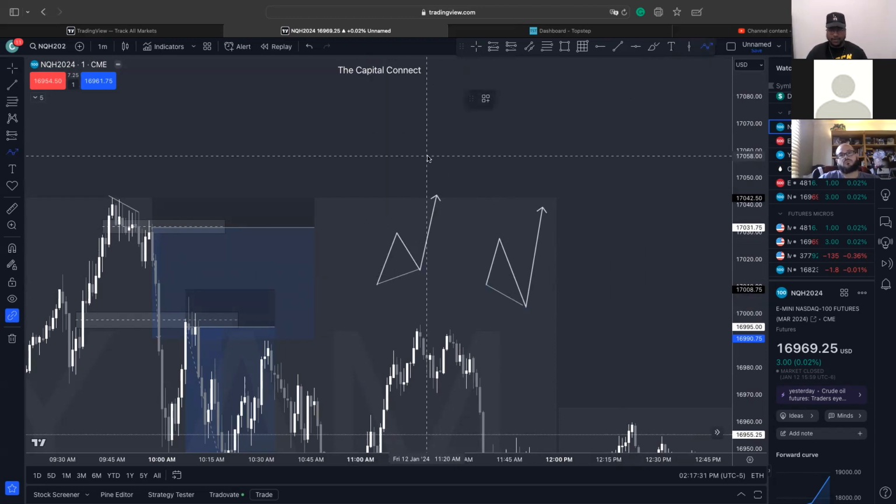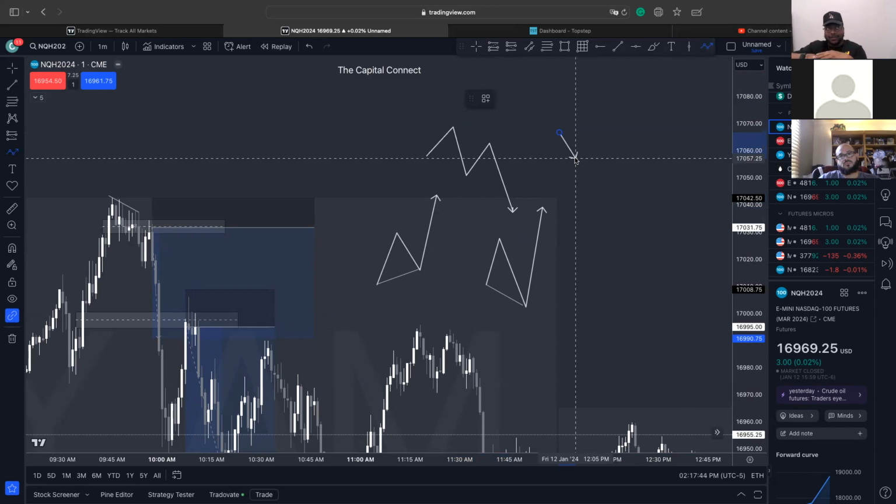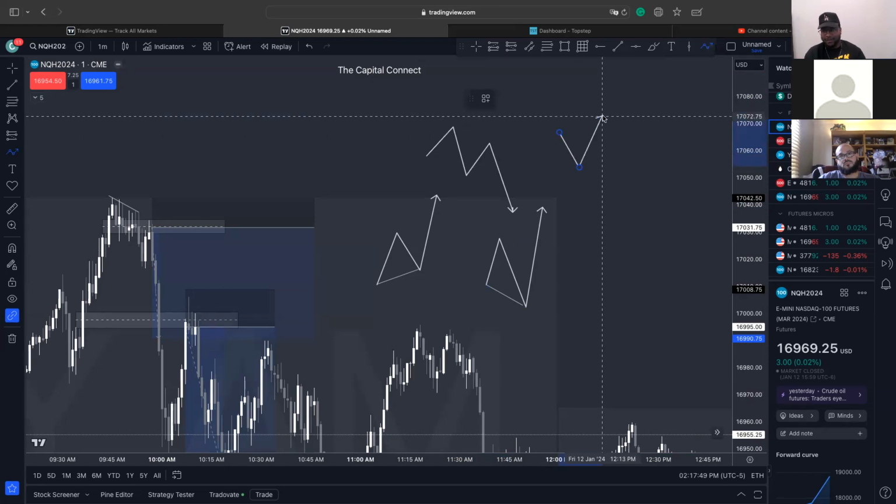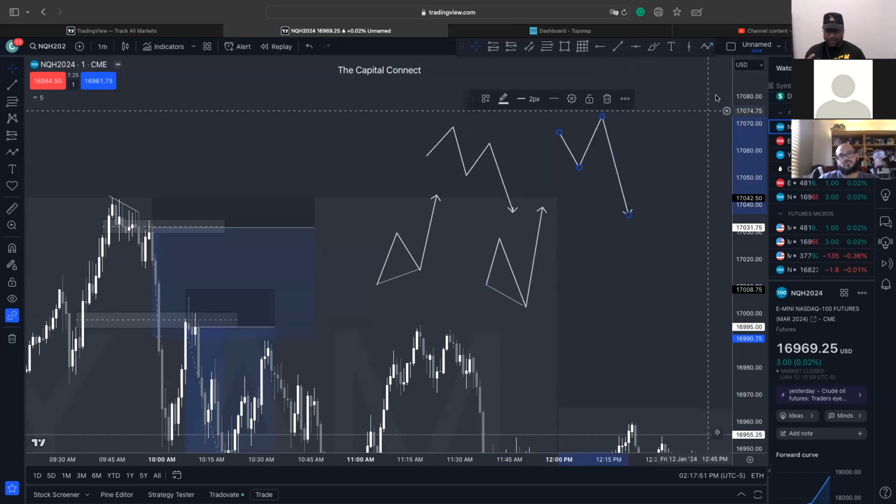Bearish SMT is when you have one pair making a lower low, but then you have another pair making a higher high.